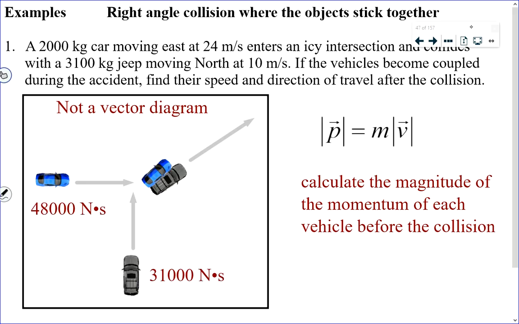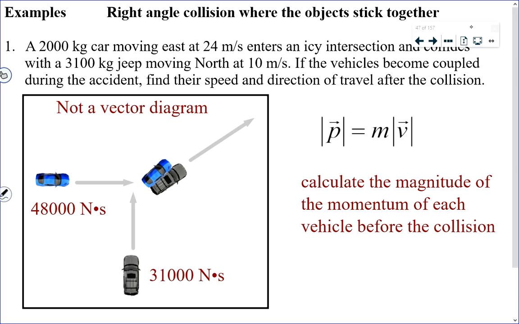So I'm getting 48,000 units of momentum, and you've learned that momentum can be expressed as the product of newtons times seconds. I'm getting 48,000 newton seconds for the car's magnitude of momentum, and 31,000 for the Jeep's. If you didn't get those numbers, pause the video again and double check your calculations. All you were doing is taking the mass times the speed for both.